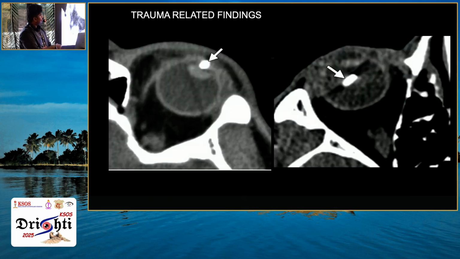And let's see a few trauma-related images. This is how foreign bodies appear on CT. Nice hyperdense objects. Based on the composition, most of the foreign bodies appear hyperdense.